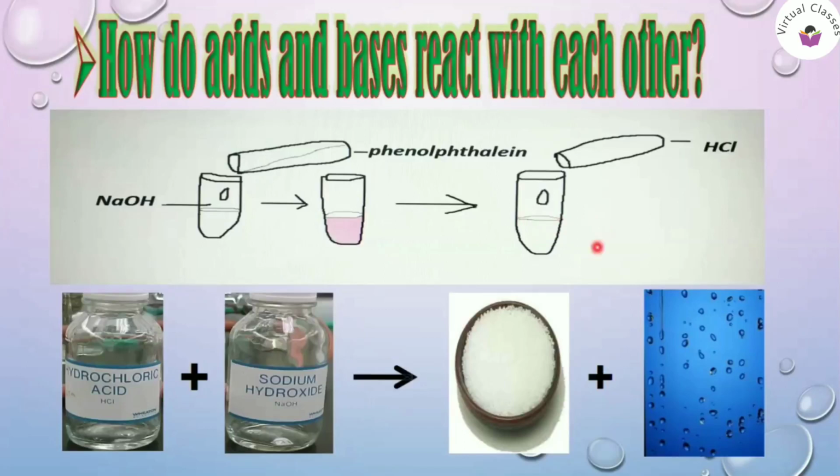But then, how did the color disappear after the addition of acid? That means acid nullified the effect which base was creating on phenolphthalein. Hence, the phenolphthalein got back its original color. From this observation, we can infer that an acid and base react together to form salt and water.